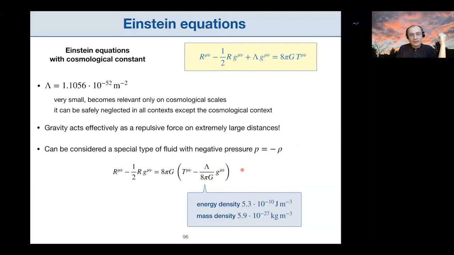In this case, the energy density of this fluid is very small. It's 10 to the minus 10 joules per meter cubed, or if you convert to mass density, it's also a very small number.